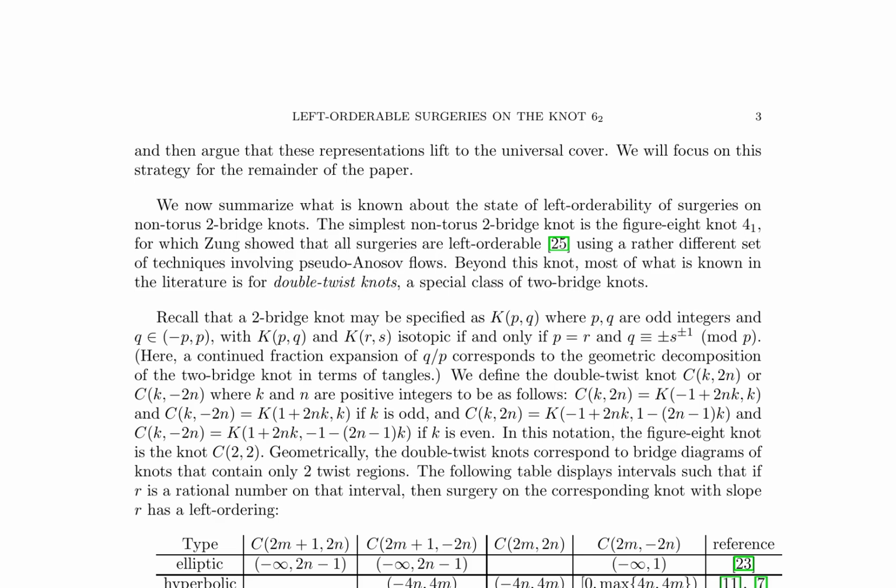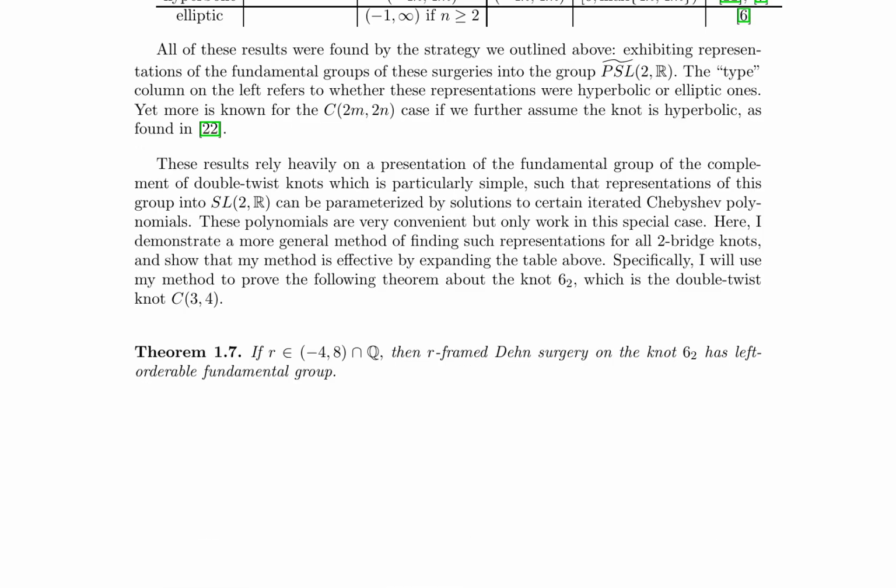The research focuses on left-orderable surgeries on the knot 6_3, particularly for double-twist knots. It begins by summarizing existing knowledge on left-orderability for surgeries on non-torus two-bridge knots, including results for the figure 8 knot and double-twist knots. The authors then introduce a new method for finding representations of the fundamental groups of these surgeries into the group tilde-wide PSL(2,R), which is demonstrated by expanding the table of known results.